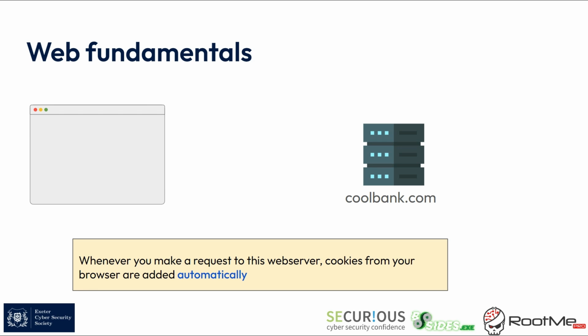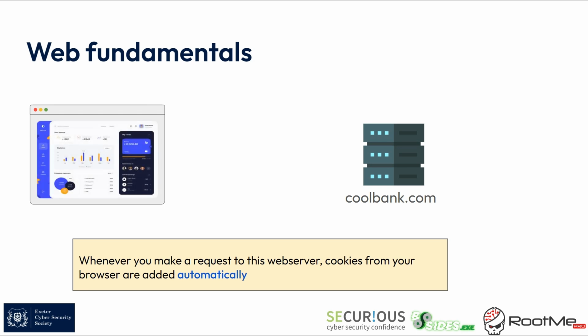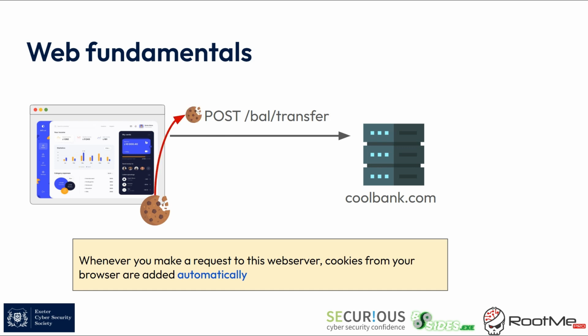So the first one is that whenever you make a request to a web server, cookies from your browser are added automatically. And I want you to hear that carefully. So what this means is that whenever you're logged in, for example, to an instance of like this bank website, coolbank.com, any cookies associated with the website will always automatically get added to that request whenever you make a request to coolbank.com. Make sense?